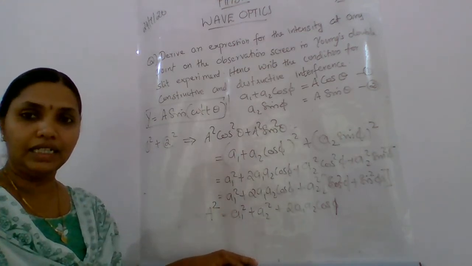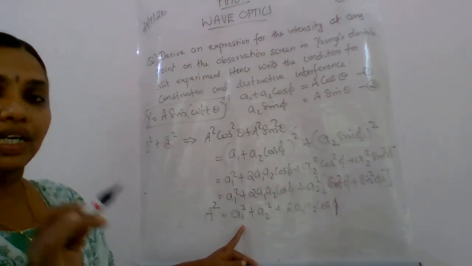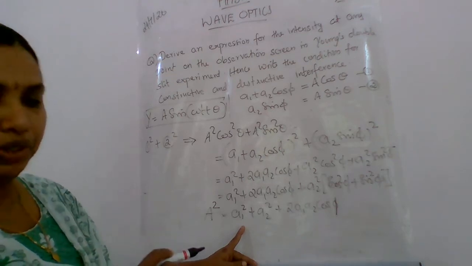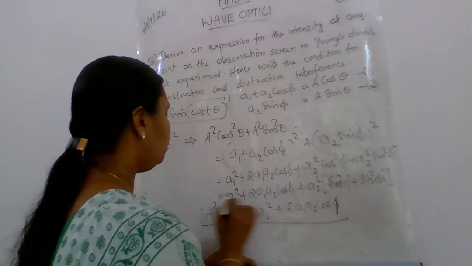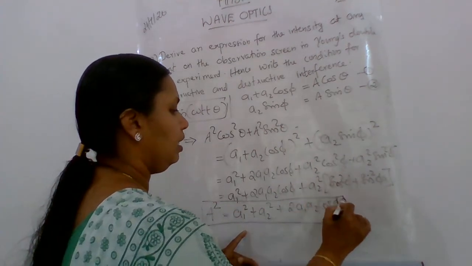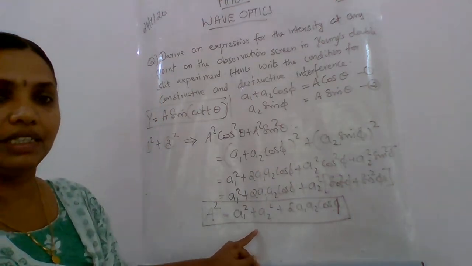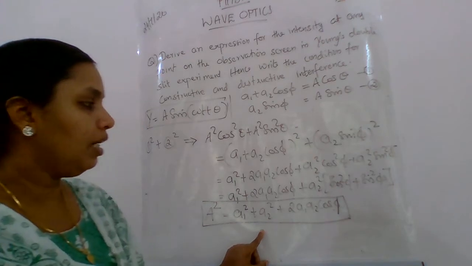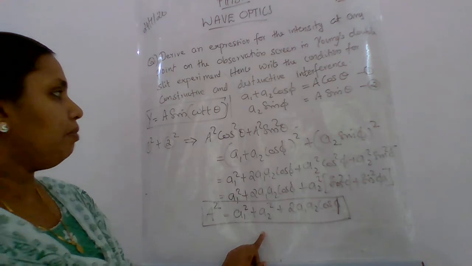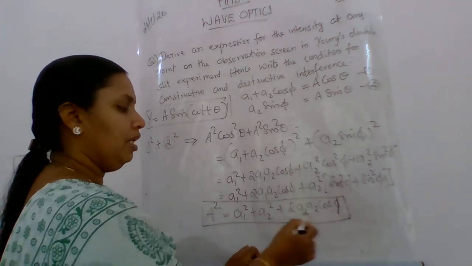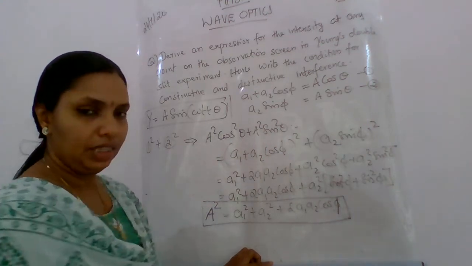How is it changing, or how does it depend upon A1 and A2, where A1 and A2 are the amplitudes of the individual waves? So it is A1 square plus A2 square plus 2A1 A2 cos phi. That is, it depends only on the phase difference between the individual waves, that is, the waves coming from the sources S1 and S2, and what is the phase difference between them. Accordingly, the amplitude of the resultant wave changes, isn't it?